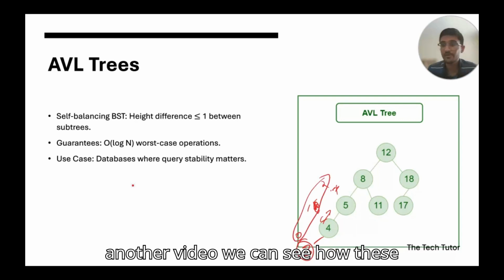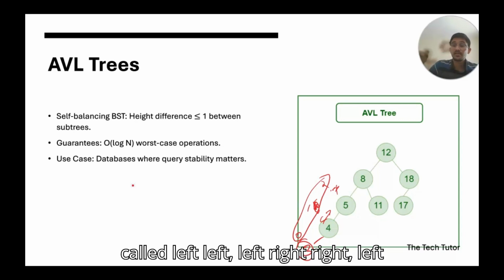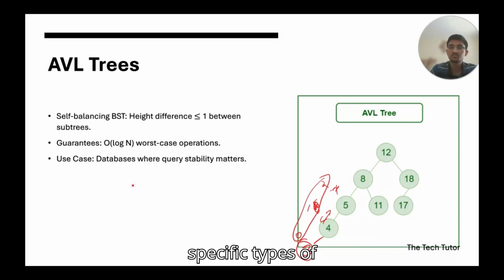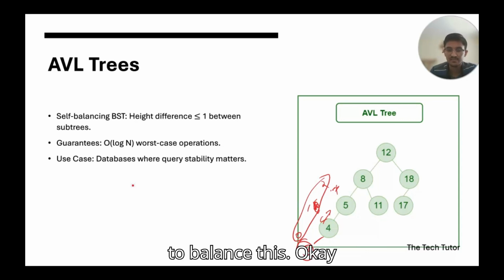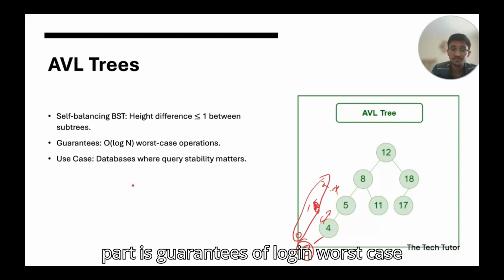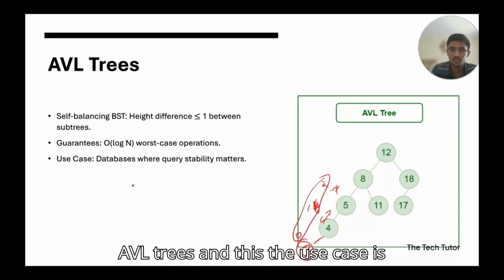And in another video, we can see how these rotations happen. There are rotations called left-left, left-right, right-left, and right-right. Those are the specific types of rotations that we could see in AVL trees to balance this. The good part is it guarantees O(log n) worst case operations. So that's a good part of AVL trees.